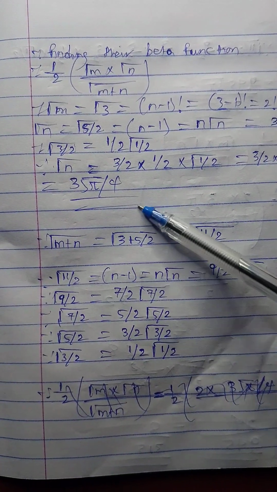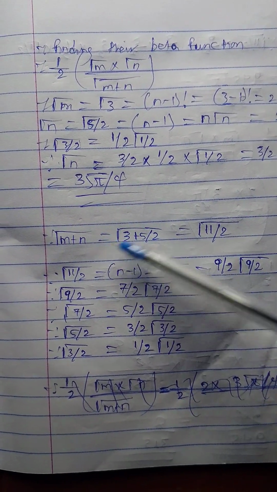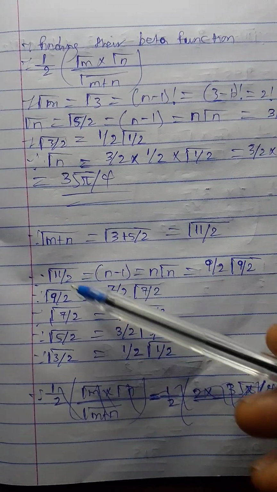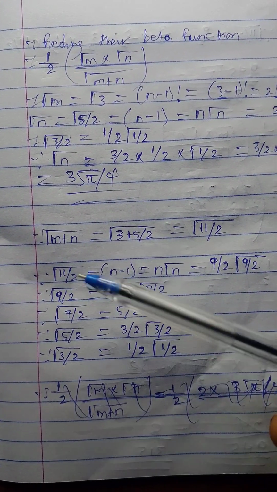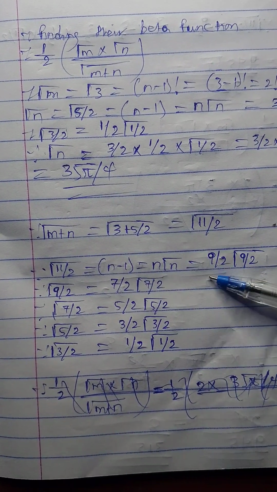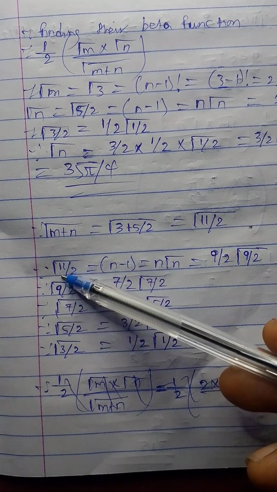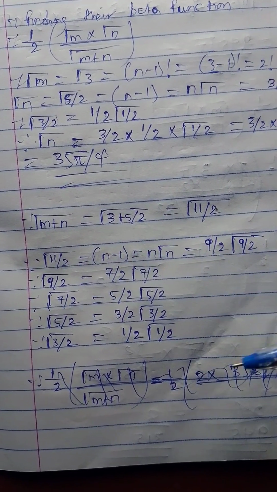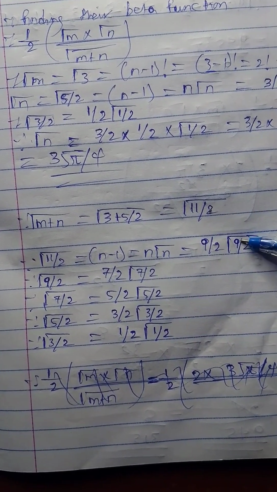Gamma of m plus n, that is gamma of 3 plus n, which is 5 over 2, is equal to gamma 11 over 2. Now, gamma 11 over 2, using the formula for gamma n, where n is 11 over 2, that becomes 11 over 2 minus 1, which gives me 9 over 2, times gamma 9 over 2.